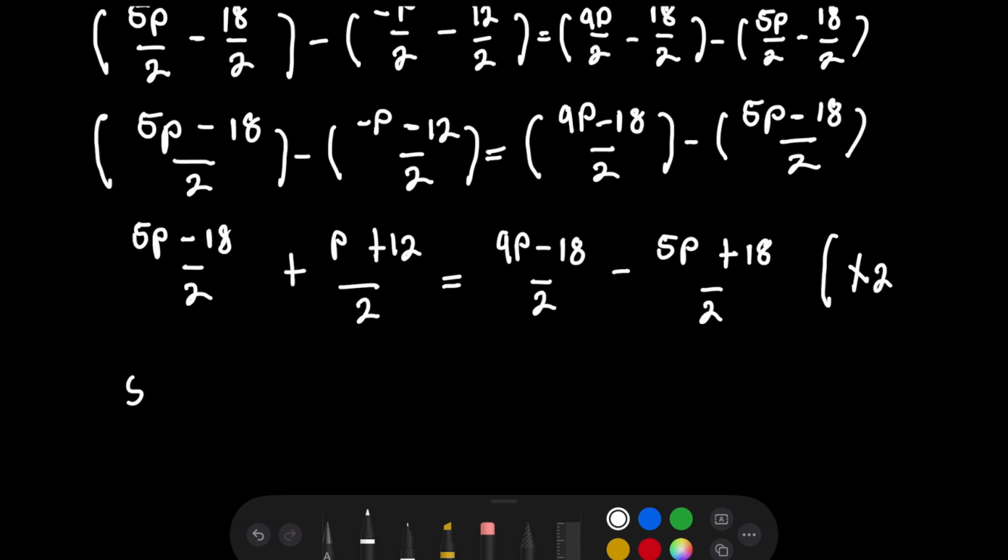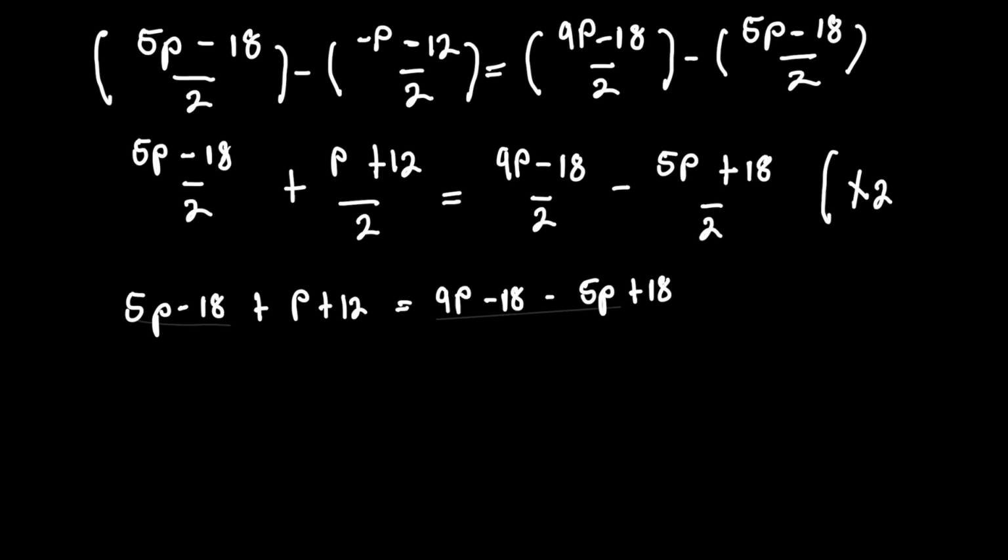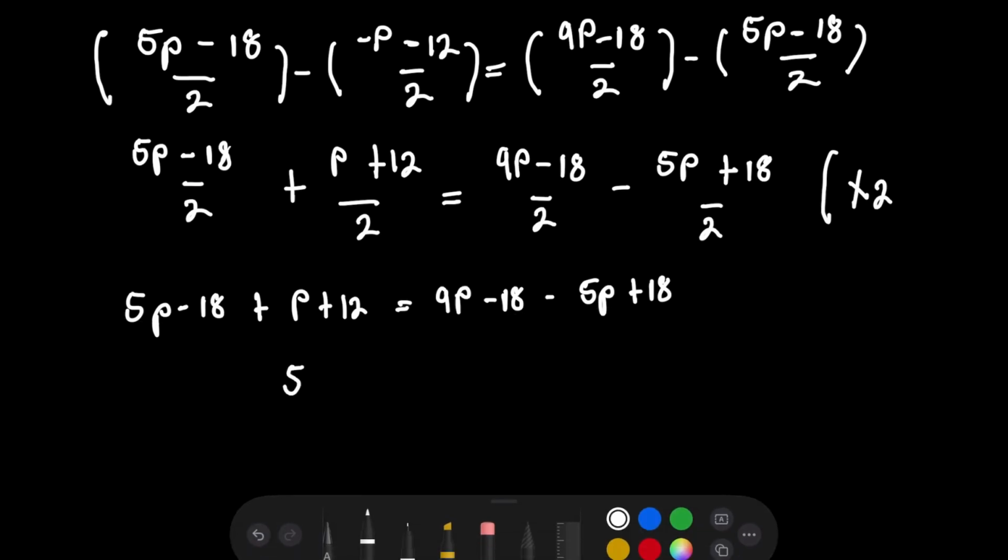So now we have the numerators, which makes everything simpler for us. 5p plus 12 is equals to 9p minus 18 minus 5p plus 18. And now just bring everything to one side, variables to one side, and constant values to the other side. So I'm going to bring my p's to the left.